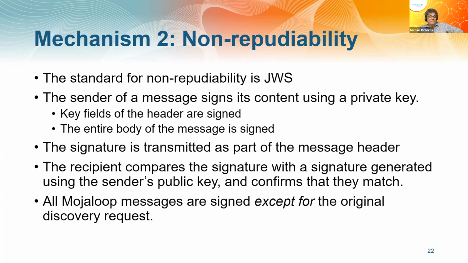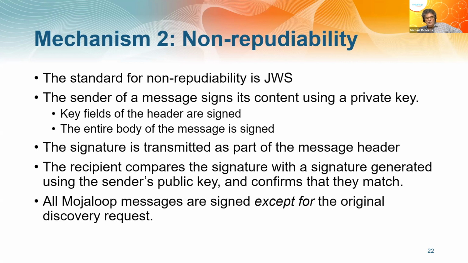And the way it works is as follows. First of all, the sender of a message signs the content of the message using a private key. And that includes the body of the message itself and important fields in the header, such as the sending and receiving institutions and some other things as well. The signature is transmitted as part of the message header as well. When the recipient gets the message, they compare that signature with a signature that they generate using the sender's public key, which of course is available to anyone, and confirms that the two match.